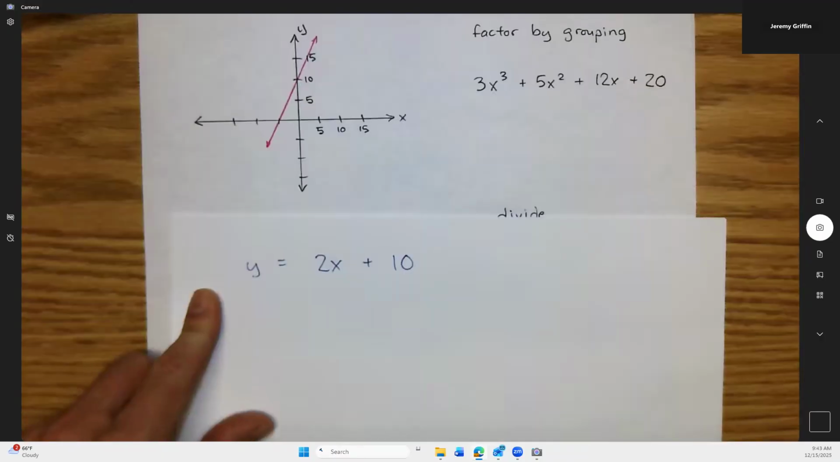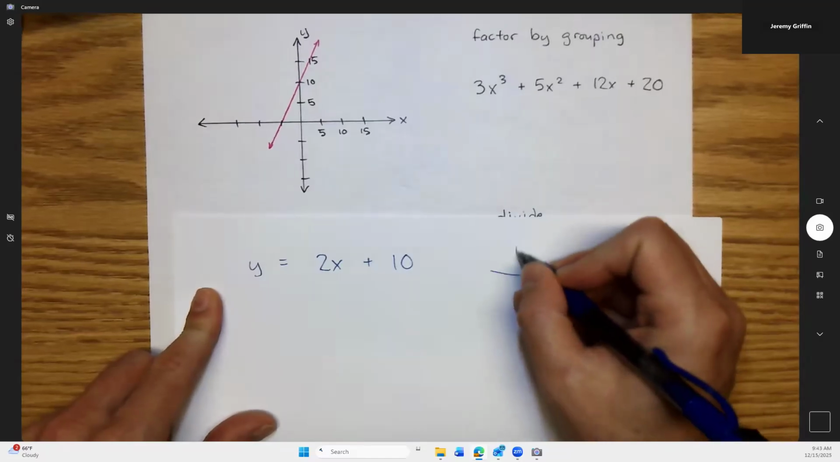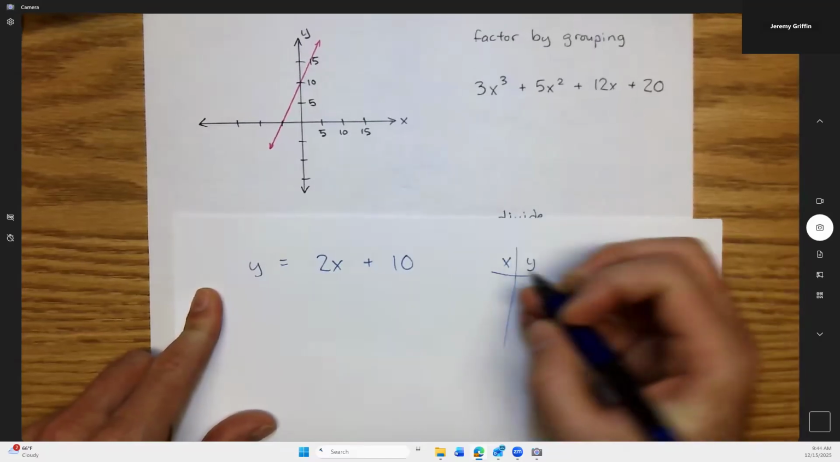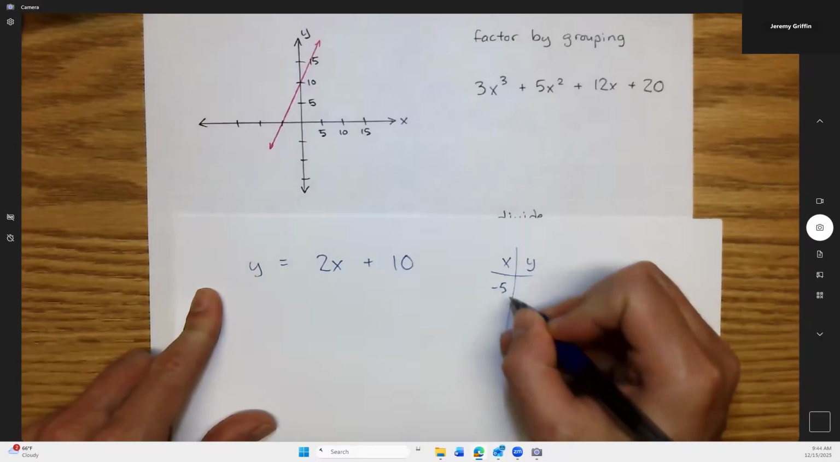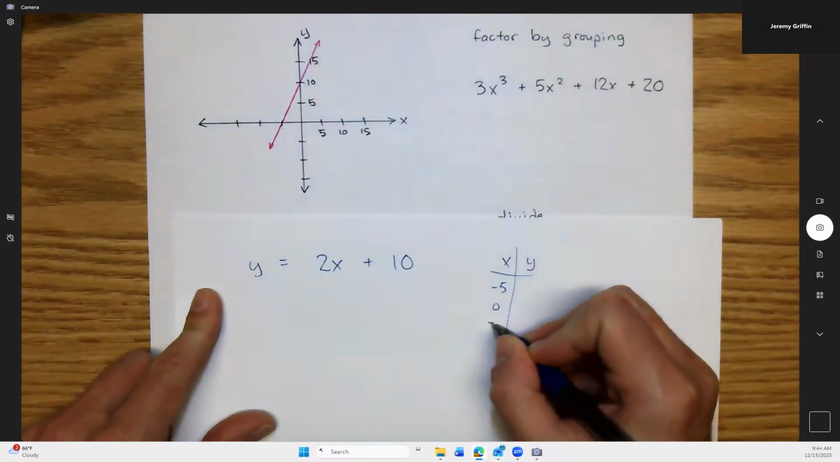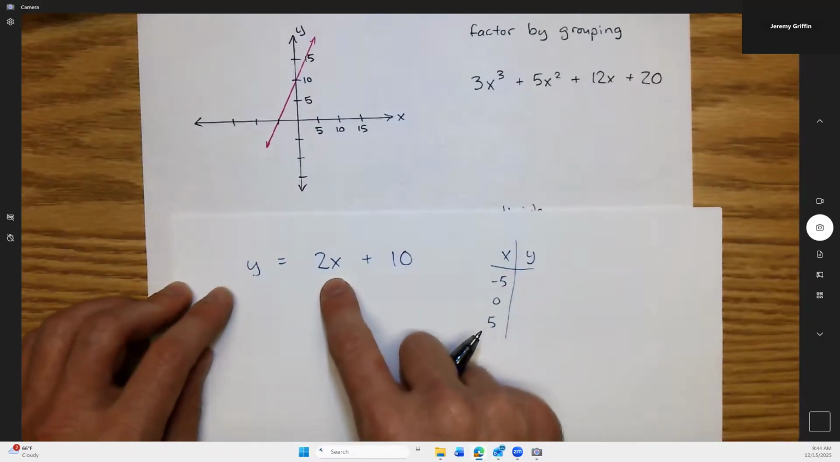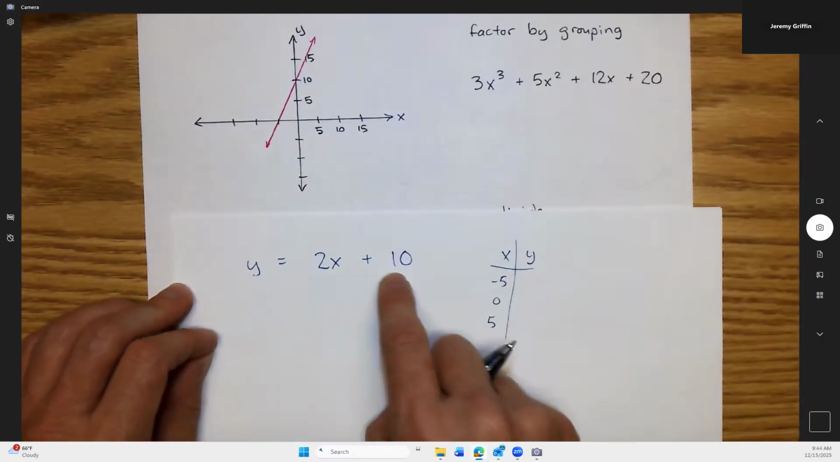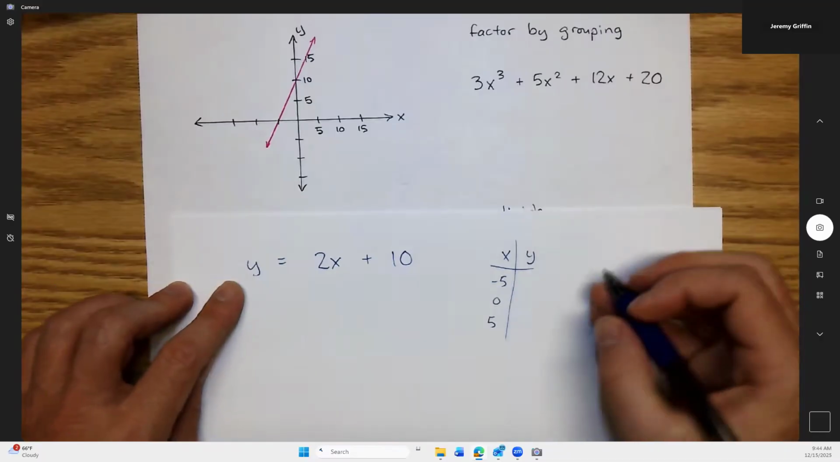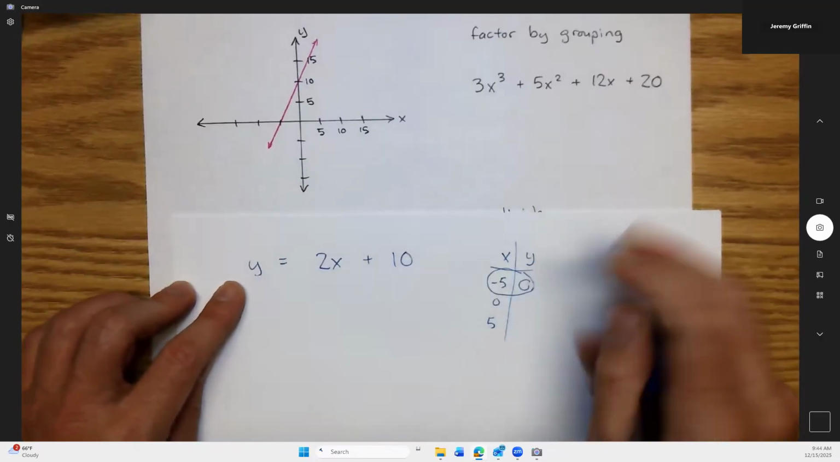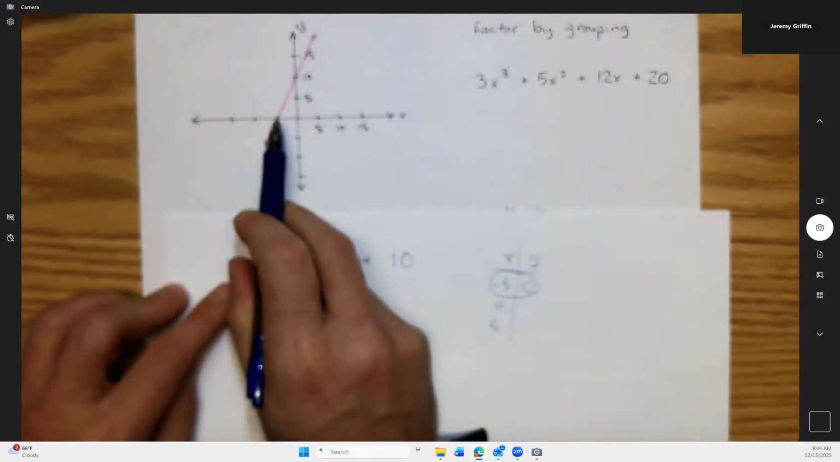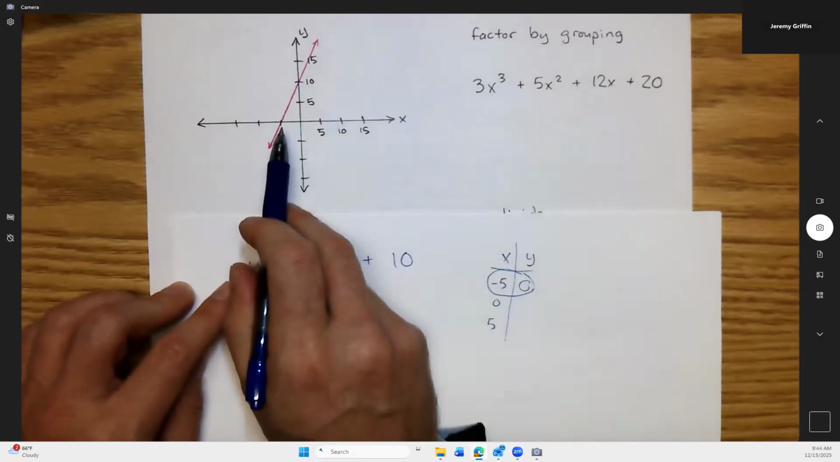All right. What if you weren't sure? Guys, could you make a table of x, y values? We've done this over and over, right? Okay. Let's try negative 5. Let's try 0. Let's try 5. See what happens. If you plug in negative 5, you get negative 10 here. Plus 10 brings you to 0. So this should be a coordinate. Negative 5, 0. Is it? Oh, yeah. It's right there. That's totally a coordinate.